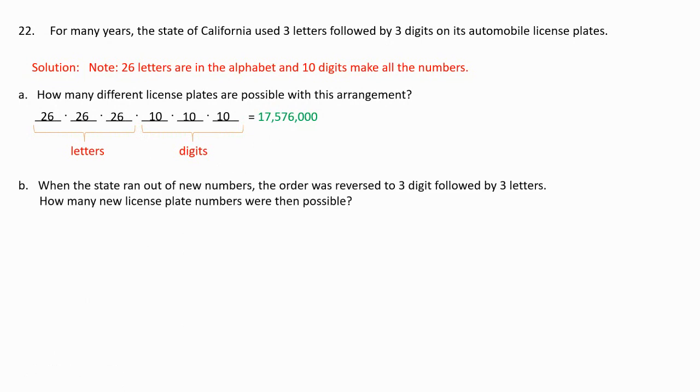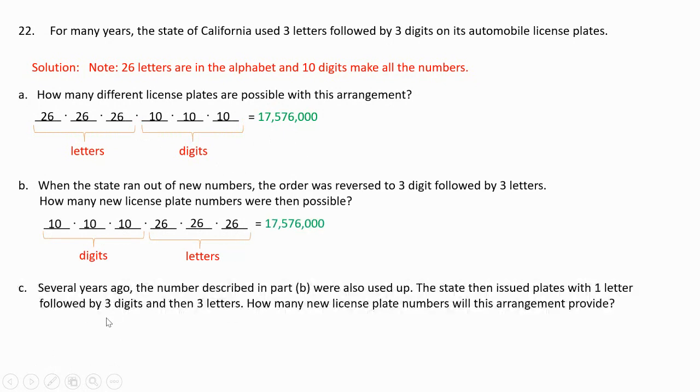For part B, when the state ran out of new numbers, the order was reversed to 3 digits followed by 3 letters. Those are my digits, those are my letters. So again, since that's the only restriction, it's going to be 10, 10, 10, and 26, 26, 26, and we get the same answer as part A.